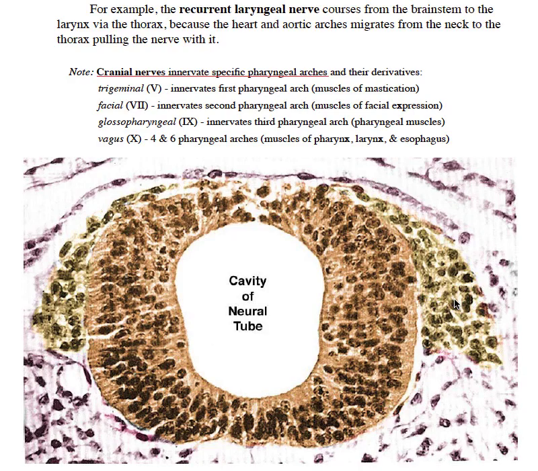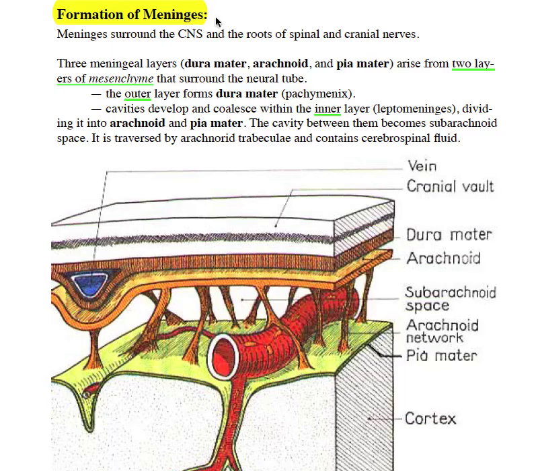Finally, let's discuss the development of meninges. Meninges surround the central nervous system and the roots of spinal nerves and cranial nerves. In the adult, there are three meningeal layers: the dura mater, the arachnoid, and the pia mater. The term mater means mother. It arose because ancients thought that the meninges gave rise to the central nervous system.